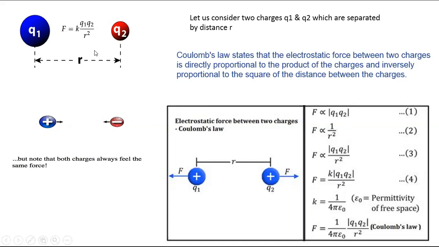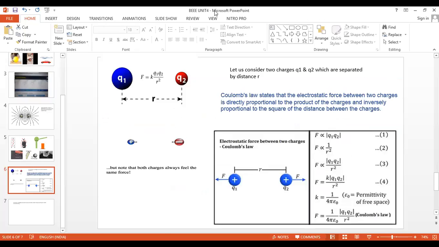Explain Coulomb's law means what? Let us consider two charges which are separated by a certain distance. According to Coulomb's law, the electrostatic force is directly proportional to the product of the two charges and inversely proportional to the square of the distance between them. Because of that force only, the balloon is attracted towards the wall. Now let me share the continuation of this.